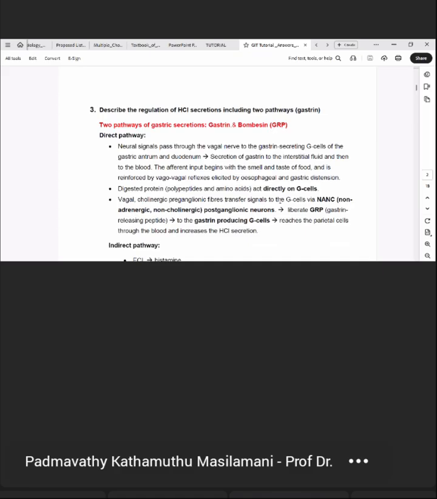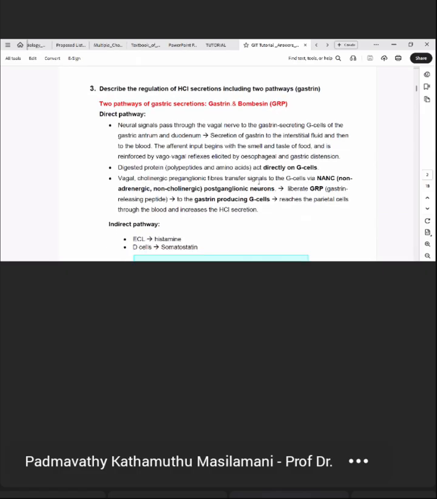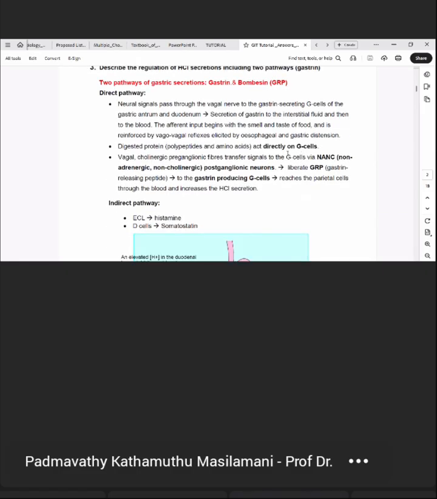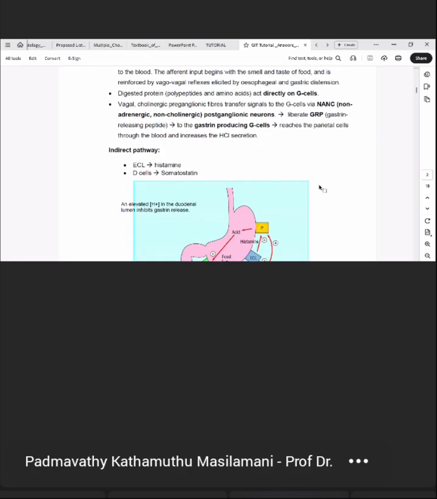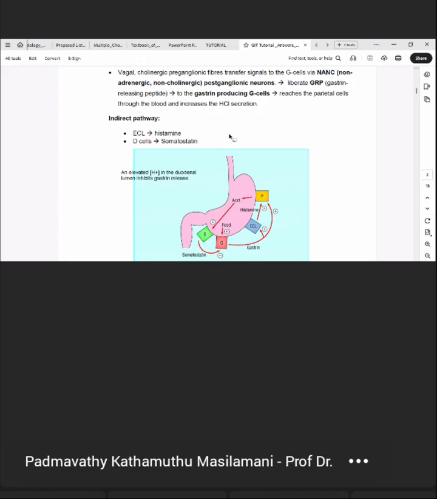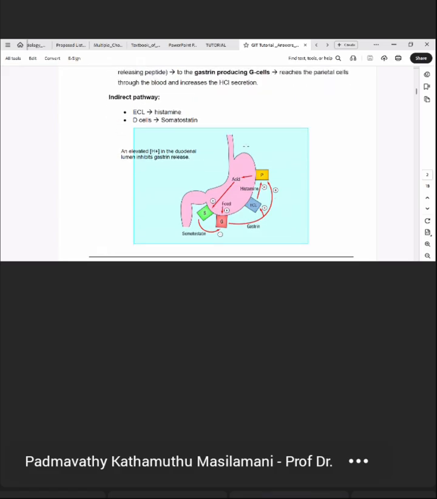The regulation of gastric secretion is mainly by gastrin, which is produced by the G cells. Through the vagus nerve, it acts on the neurons to produce GRP, which induces the G cells to produce gastrin. The gastrin directly acts on the parietal cells, the source of HCl secretion. That's the direct pathway. Indirectly, it can activate the enterochromaffin-like cells to produce histamine, and the histamine also acts on the parietal cells to produce gastric acid.